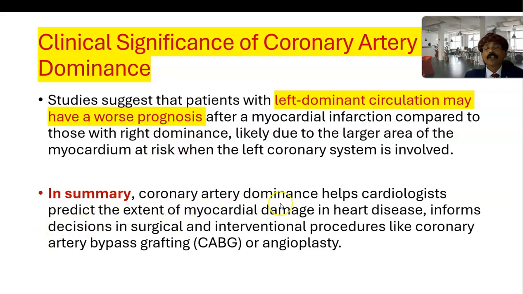In summary, coronary artery dominance helps cardiologists predict the extent of myocardial damage in heart disease, and informs decisions in surgical intervention and procedures like coronary artery bypass grafting or angioplasty. So when there is left dominant circulation, the cardiologist or cardiac surgeon always takes care of the left circumflex artery, because that is the artery that continues as the posterior interventricular artery or posterior descending artery.